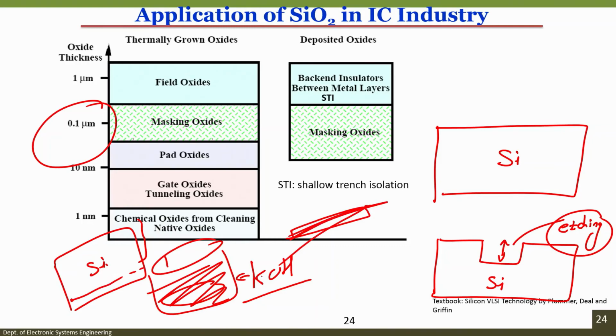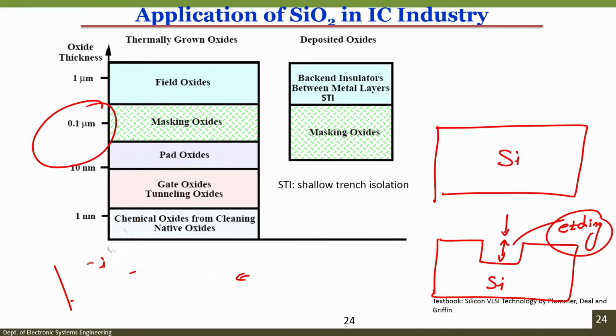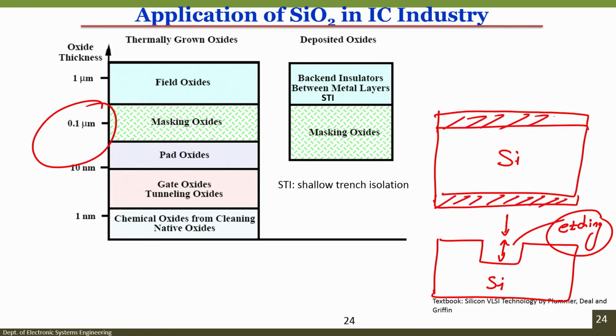I do not want that. I want the silicon to get etched only from this region, and for the remaining region silicon should not get etched. So what should I do? To do that, I will use silicon dioxide. I will grow silicon dioxide, and I will tell you how it is grown in one of the classes. This is silicon dioxide, and this is silicon.